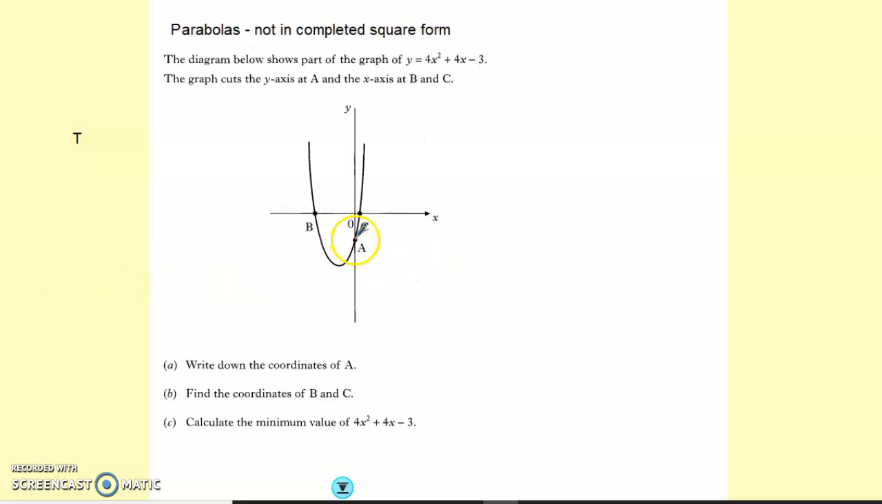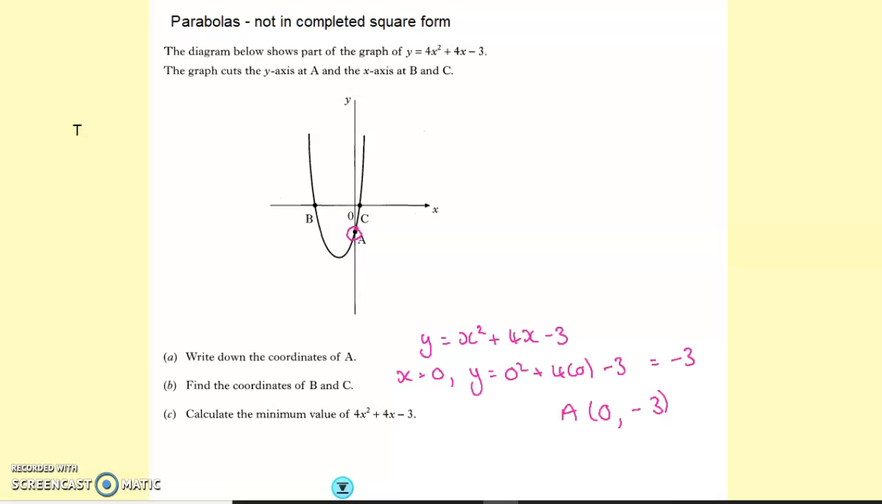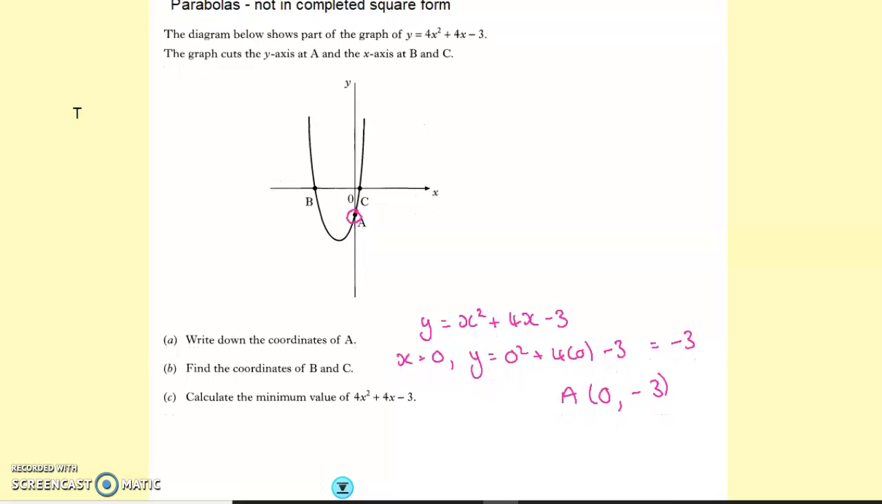There we go. So the point A is here. Looking at that, that has x coordinate of 0. So we have equation y equals 4x squared plus 4x minus 3. We know that x equals 0. So y is 4 times 0 squared plus 4 times 0 minus 3, which is just going to be minus 3. So the coordinates of A are 0, minus 3. Careful with this one, you're asked for a coordinate point, so make sure you work out a coordinate point.